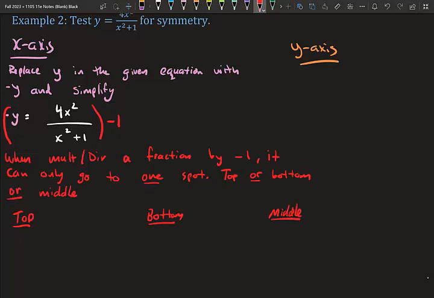When we multiply or divide by a negative 1, this is where I see a lot of people mess up, even in higher classes. So I want to nip this in the bud right now. When you multiply or divide a fraction by negative 1, it can only go to one spot. You can only put the negative on the top, or the bottom, or the middle. And we're actually going to practice with all three so you see what I'm talking about.